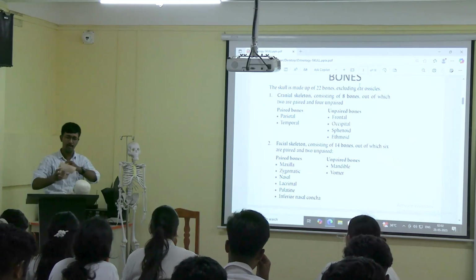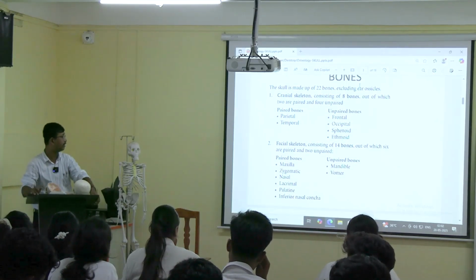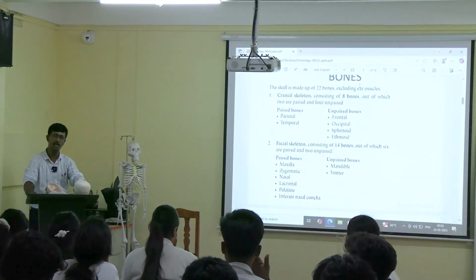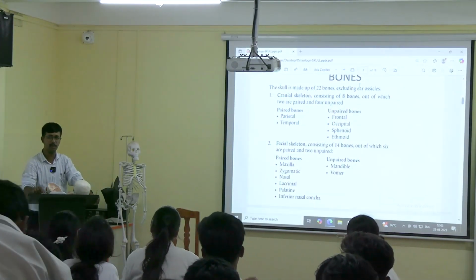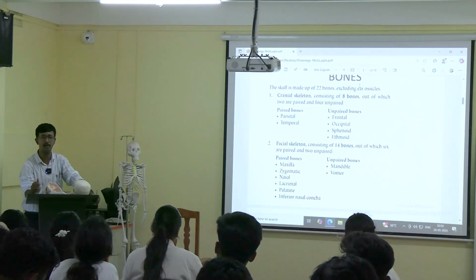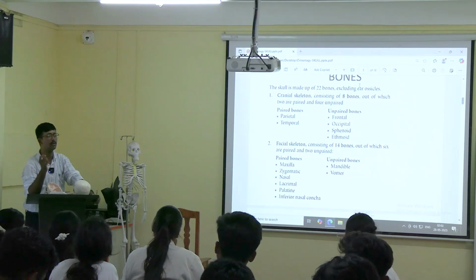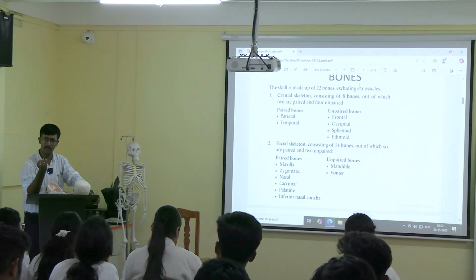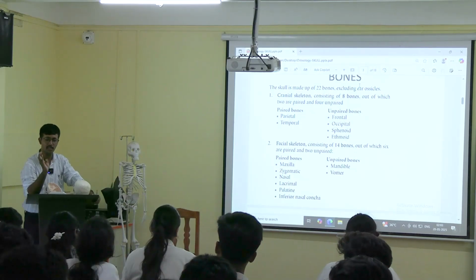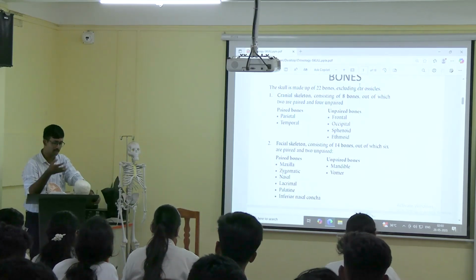So vomer is your unpaired bone. All of these topics will be individually covered in multiple classes, because the skull will not be covered in a single class. From your head and neck part, there will be from osteology only skull and vertebra. That also only cervical vertebra. The rest of the vertebrae have been covered, so only cervical vertebra and your skull.